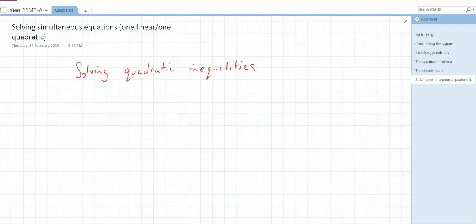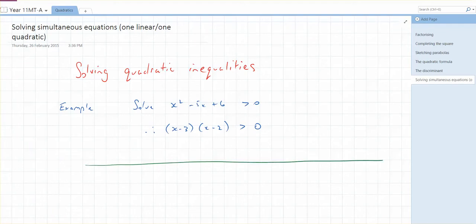Not a straightforward concept, solving quadratic inequalities. So let's look at an example. The example I'm going to look at is: solve x squared minus 5x plus 6 is greater than 0. Okay, now in order to solve this, we need to factorise, and I've made one that's quite nice, quite easy to factorise: x minus 2 times x minus 3. Hopefully you'll agree that they are the factors of that quadratic.